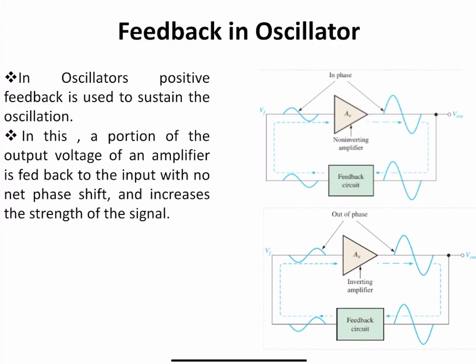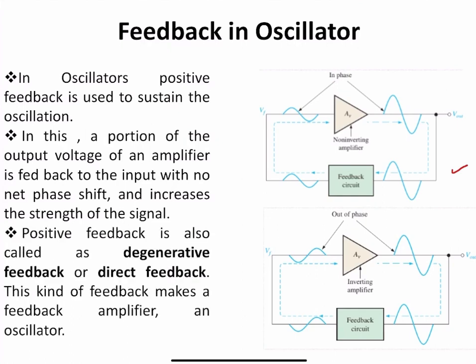Positive feedback means a portion of the output voltage of an amplifier is fed back to the input with no phase shift, so it can increase the strength of the signal. You can see in this figure there is no change in the phase between output and input. The input to the amplifier and the output of the amplifier are in the same phase. There is no phase shift. This is positive feedback. Positive feedback is also known as degenerative feedback or direct feedback. This kind of feedback makes a feedback amplifier an oscillator.